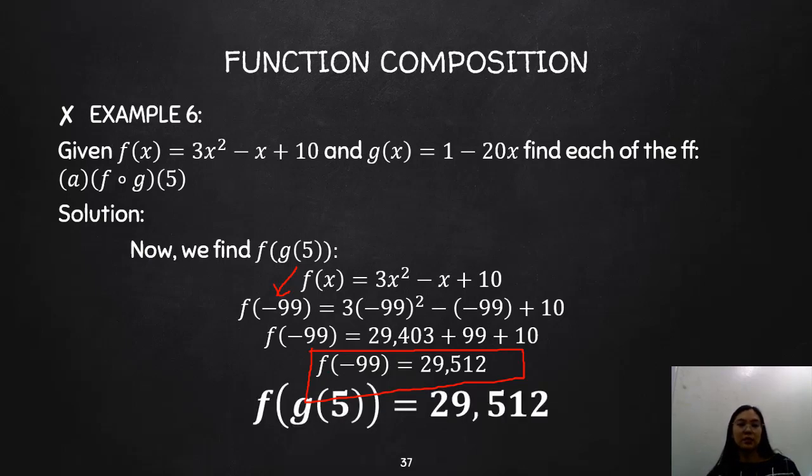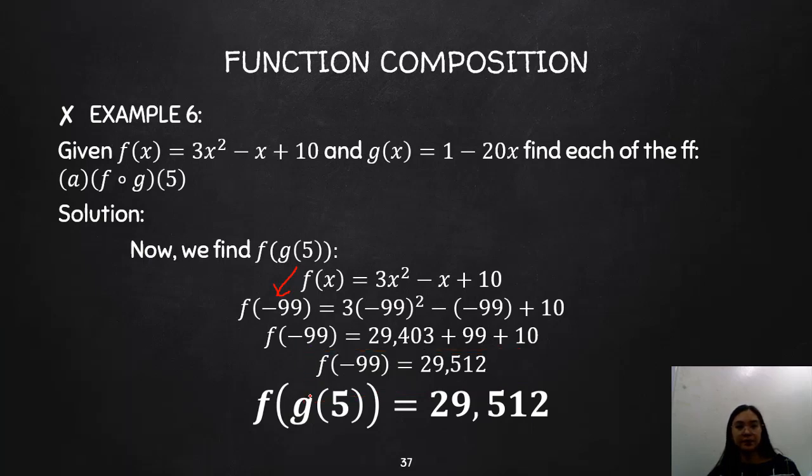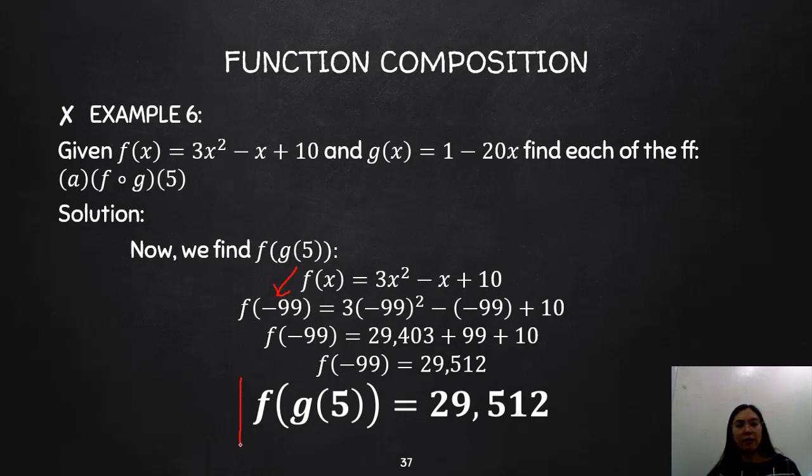So, yan. Erase ko yan. Yan pala yung final answer. So, your f of g of 5 is equivalent to 29,512.